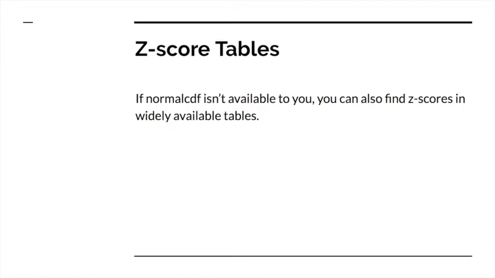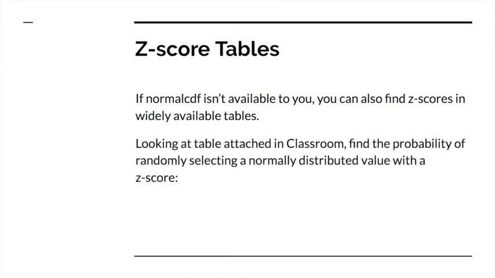I've really not run into any students that would rather use the tables, but I want to show you because they're so common that you may have a professor that requires you to use them, no calculator or something, who knows. So looking at the table that I have attached in Classroom, we're going to find the probability for randomly selecting a normally distributed value with a z-score of 1.54. So we want to know what's the probability we get less than 1.54.